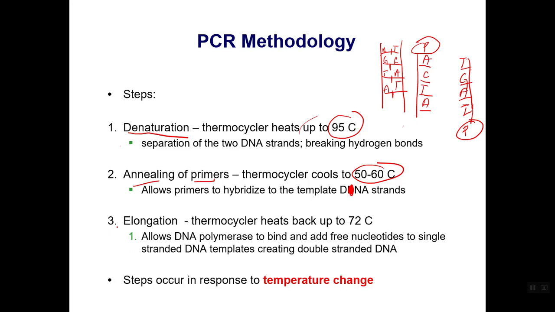And then the third step is elongation. To complete that phase of PCR, we will heat the thermocycler back up to around 72 degrees Celsius. That allows our DNA polymerase to recognize the primers and then begin adding free nucleotides to the template strands using complementary base pairing rules.